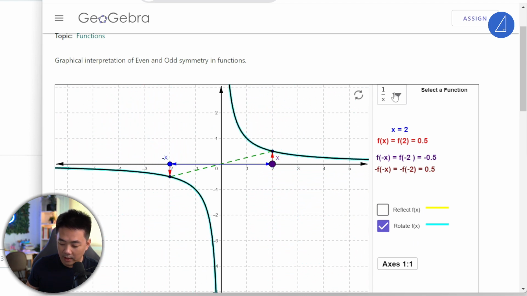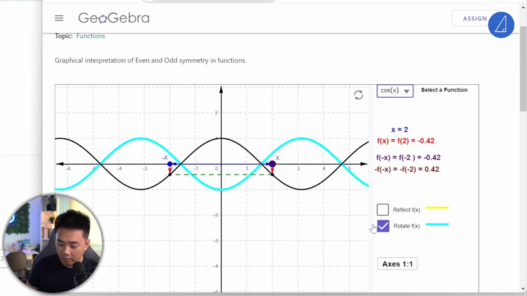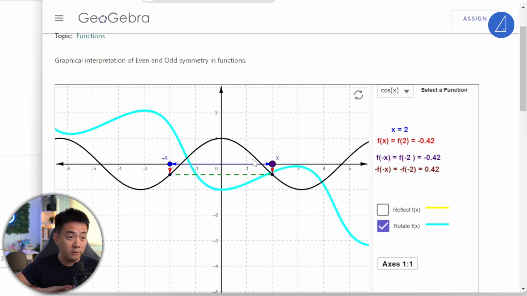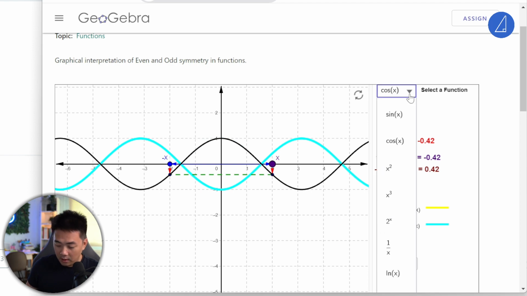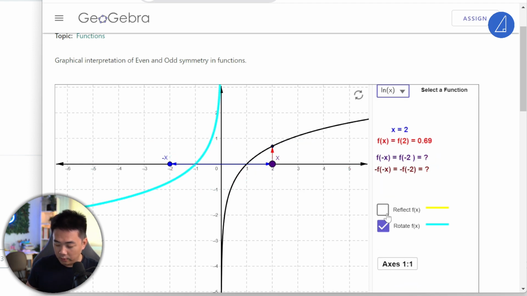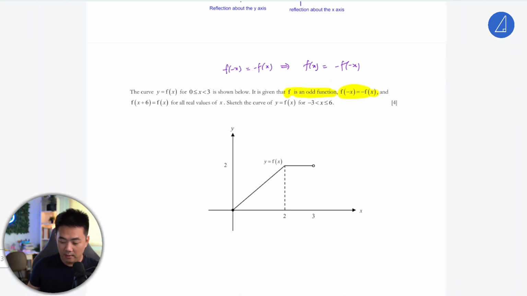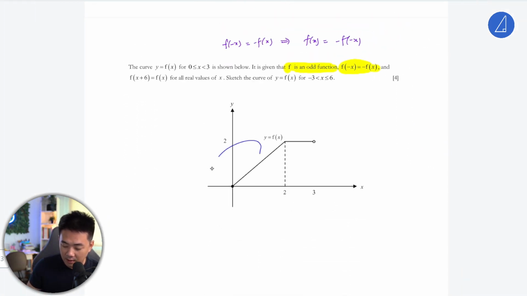Things which are not odd functions are functions like this, because if you rotate it, it will never match the original curve. So this is not an odd function. And ln is also not an odd function, because if you rotate it, it will not match the original curve. So that is the idea of an odd function: just rotate about the origin, then you get back the same graph. In this case, if you rotate this, you can imagine it's this shape here.